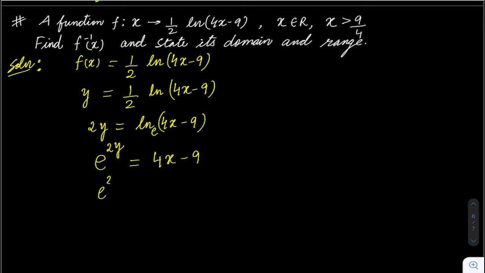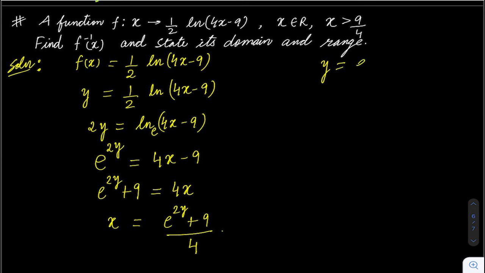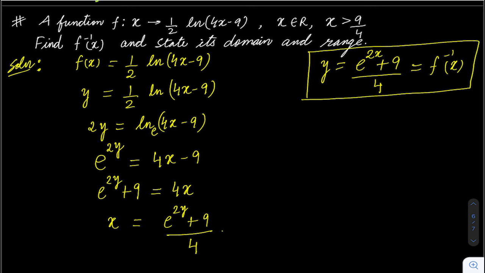Okay. So we need to find x. From this I can say e power 2y plus 9 is equal to 4x, and my x value is e power 2y plus 9 over 4. So once I have the x value, I will interchange and that will be my f inverse x. So e power 2x plus 9 over 4, and this is nothing but my f inverse x. So that's my first answer. I hope everyone understands this.